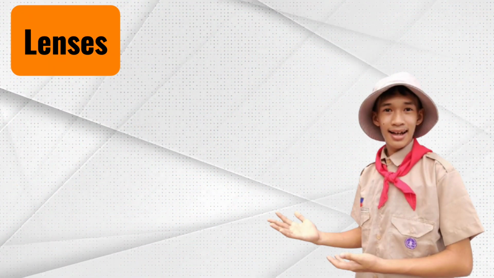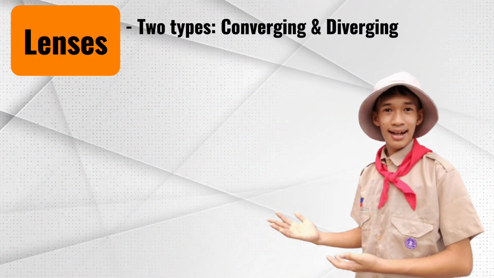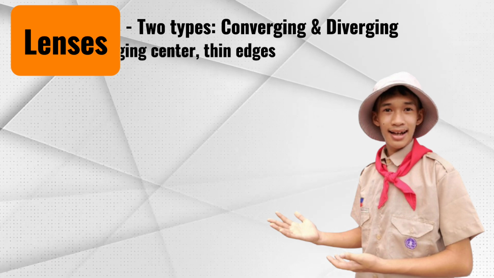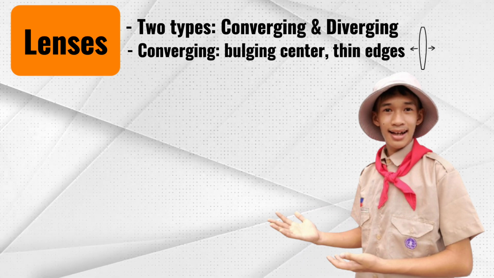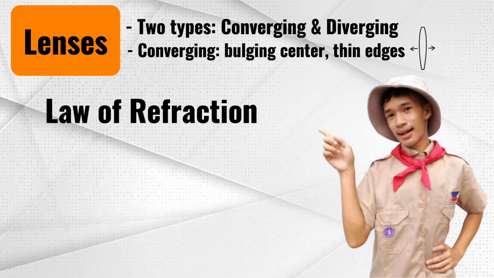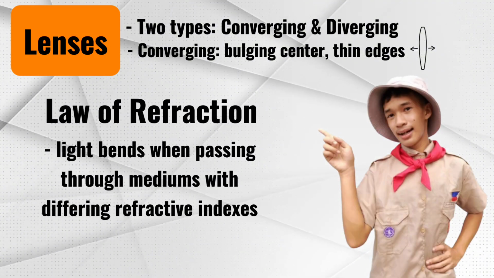And finally, let's briefly talk about lenses. There are 2 types of lenses, converging and diverging lenses. A converging lens has a bulging center and thin edges, which causes light rays to pass through it inwardly, converging the rays to a focal point. The law of refraction states that light bends when it passes through mediums with differing refractive indexes.